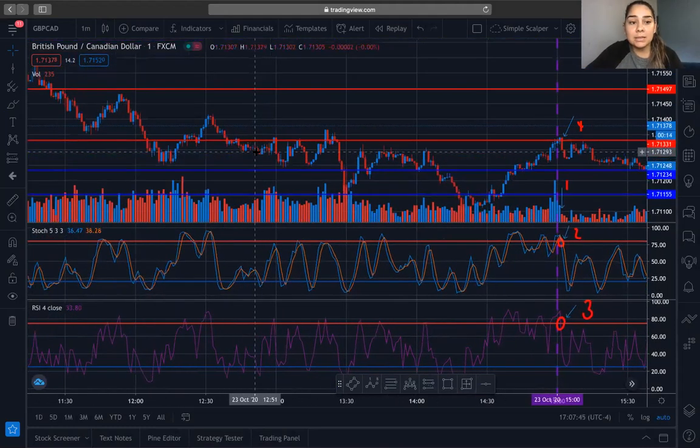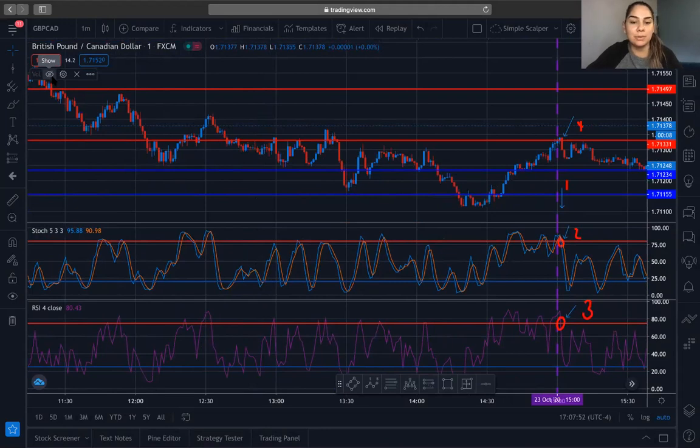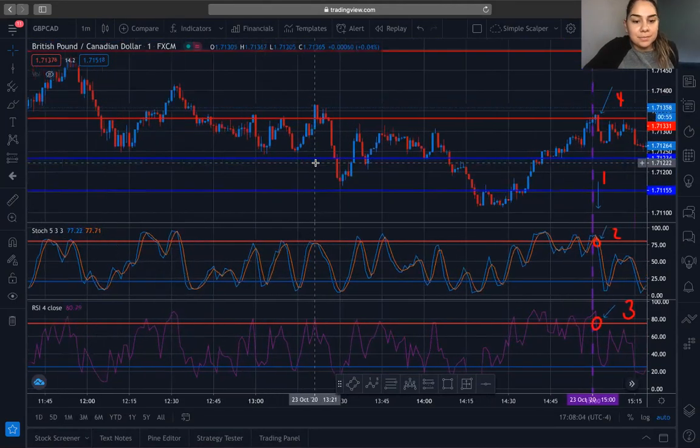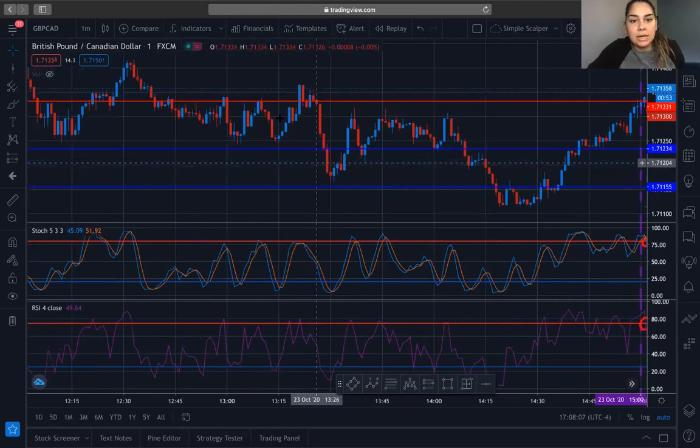Oftentimes, guys, when you're looking at the charts, the volume bar might get in the way. So you can honestly just hide it temporarily, right? And I'm actually looking at a good example of a potential buy, okay? So here, let's see, where did I see it at? Perfect, right here.